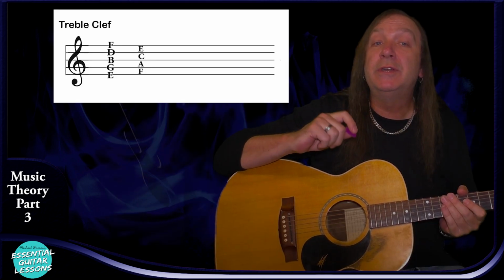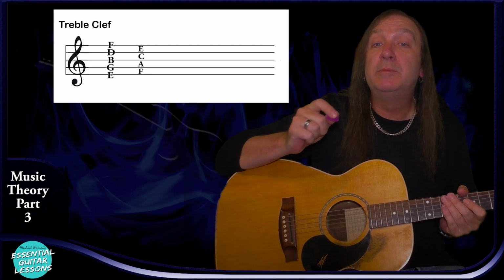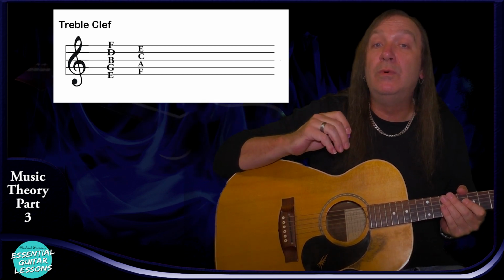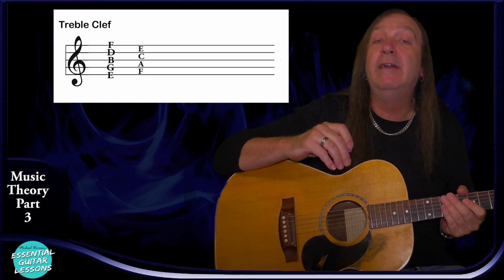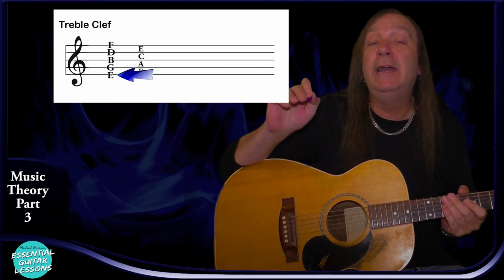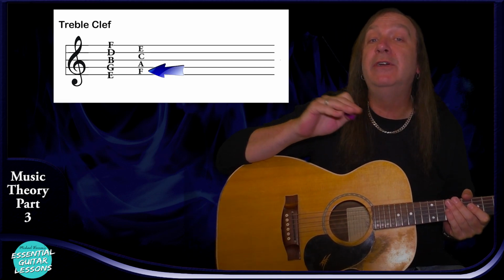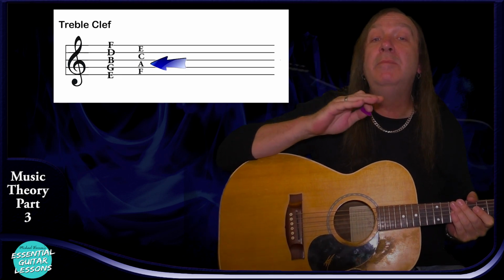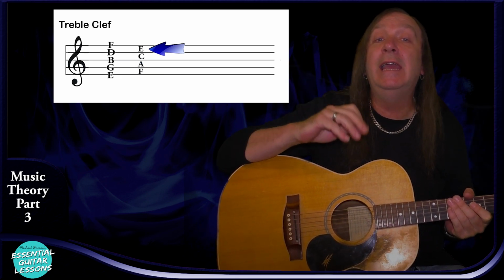Now if you look at these, we're just going through the alphabet using line, space, and that happens with all clefs. So if we look at the treble clef, we have E on our line and then F on our space. So we have E, F, G, A, B, C, D, E and F.